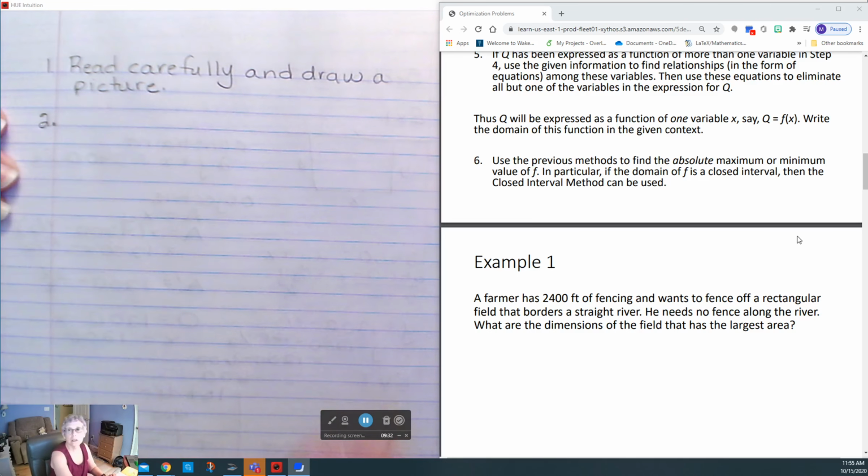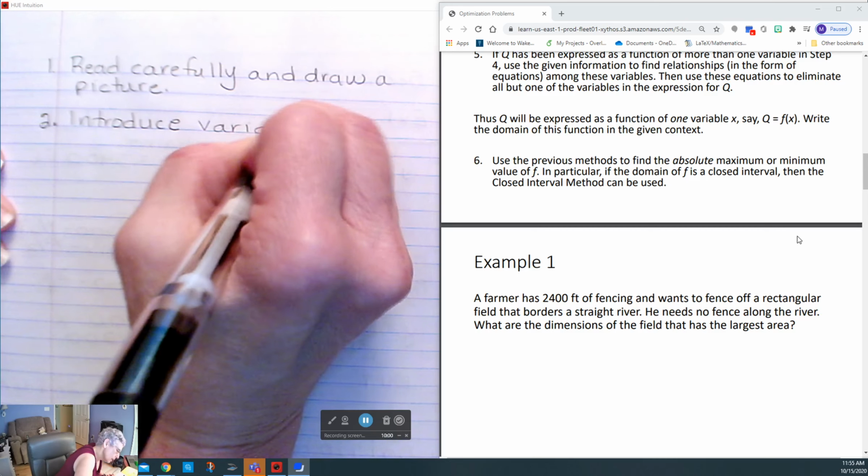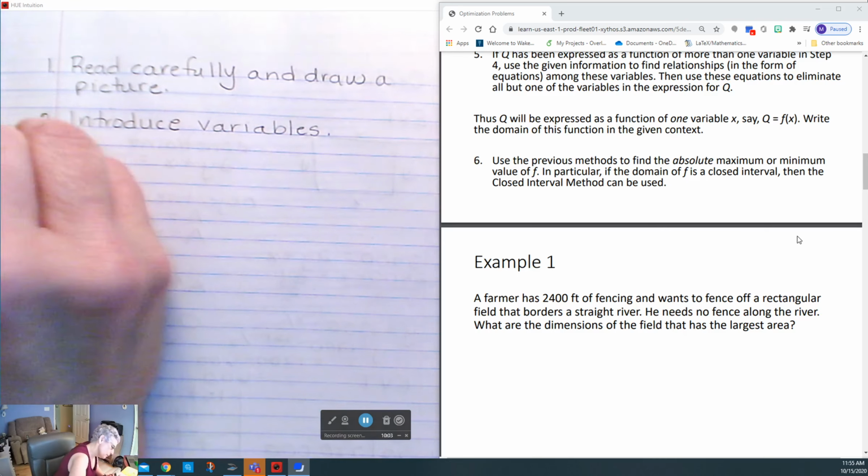Next thing we did is we took the information from that paragraph and wrote down an objective and a constraint. Well, we introduced some variables. Let's go ahead and write that down. So you can't have a constraint and an objective without variables. I usually do that as I'm drawing the picture and as I'm writing them down. So introduce variables. I usually try to make them meaningful.